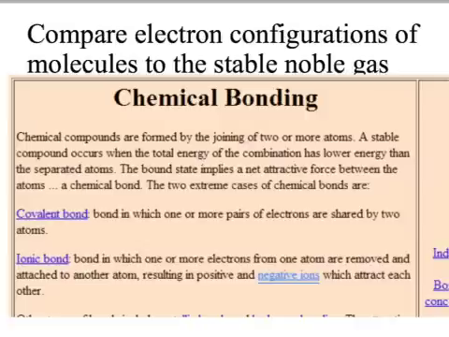Chemical compounds are formed by the joining of 2 or more atoms. A stable compound occurs when the total energy of the combination has lower energy than the separated atoms. The bound state implies a net attractive force between the atoms, a chemical bond. Okay, so that helped me out a little bit.